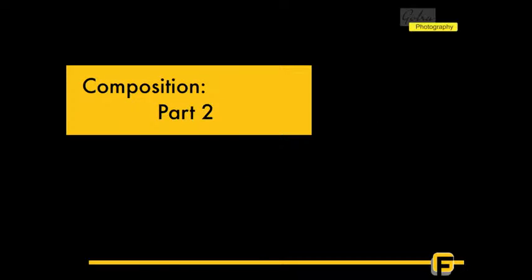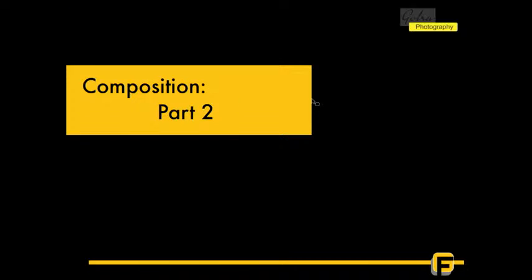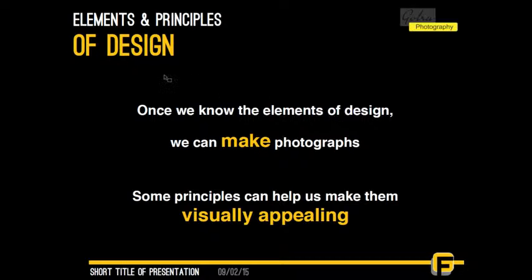Now let's start with the composition part 2. Part 1 is finished. Now let's start with part 2. Okay, now let's recap what we have studied. We have studied all the elements of design used in photography: line, space, color, shape, form, and texture. Now we will go through the elements and the principles of design.